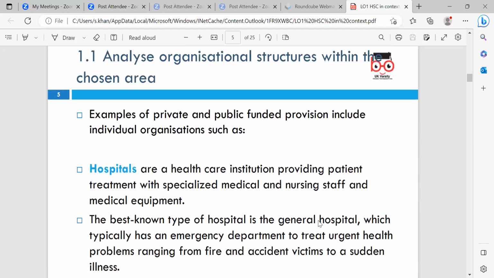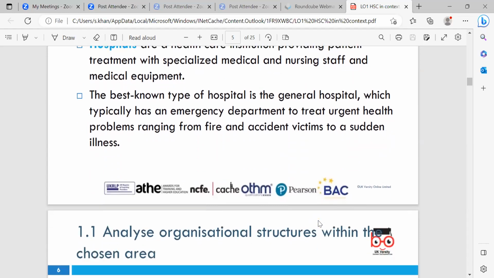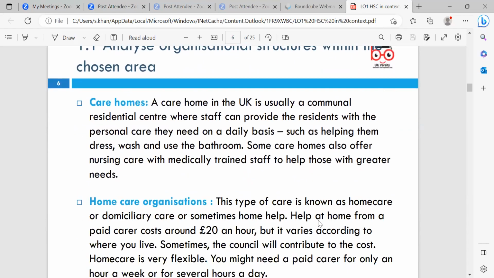1.1, analyse the organisational structures within the chosen area. Examples of private and public funded provision include individual organisations such as hospitals. These are healthcare institutions providing patients treatment with specialised medical and nursing staff and medical equipment. The best known type of hospital is the general hospital, which typically has an emergency department to treat urgent health problems ranging from fire and accident victims to a sudden illness. They have a department called the A&E, which everyone comes into, the emergency department, and if there's any sort of issues, they will be resolved there.